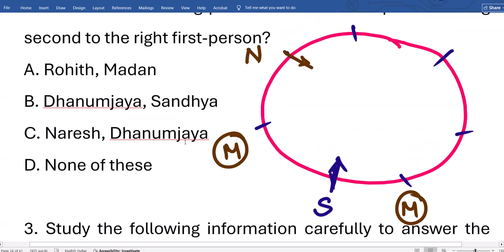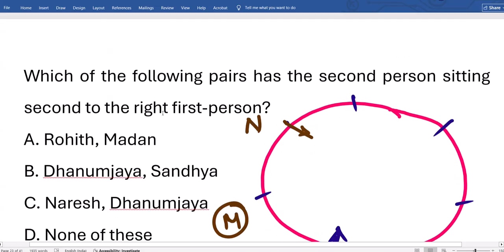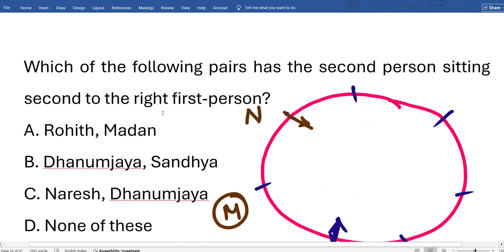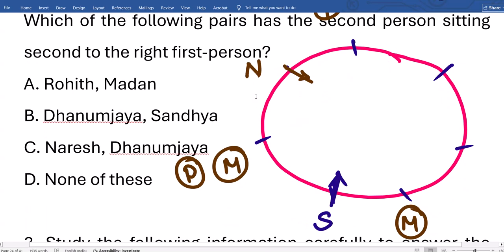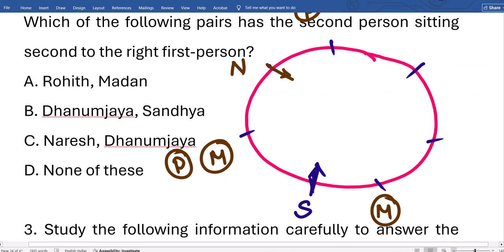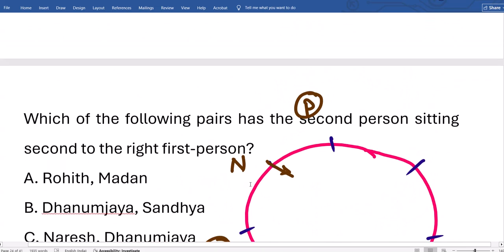Next, there is one more data. Naresh, who is the neighbor of? Prakash is not the neighbor of Rohit, but Naresh's neighbor is Prakash, here or here possible. One among these slots is possible, maybe that side or this side. That round off indicates we are not fixing the position yet. We are doing trial and error. Prakash may be here, Madan may be here. Next, other statement.